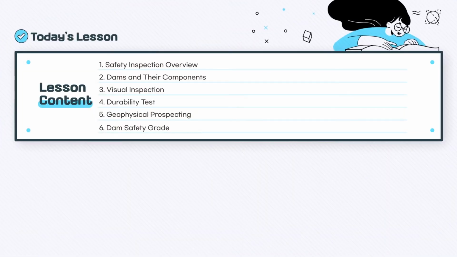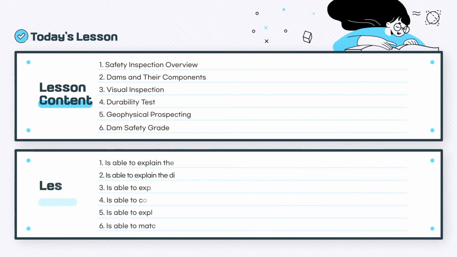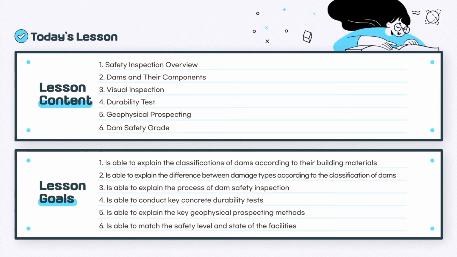Let's take a look at today's lesson. Through today's lesson, you will be able to explain the classifications of dams according to their construction materials, explain the difference between damage types according to the classification of dams, explain the process of dam safety inspections, conduct key concrete durability tests, explain key geophysical prospecting methods, and match the safety level and state of various facilities.